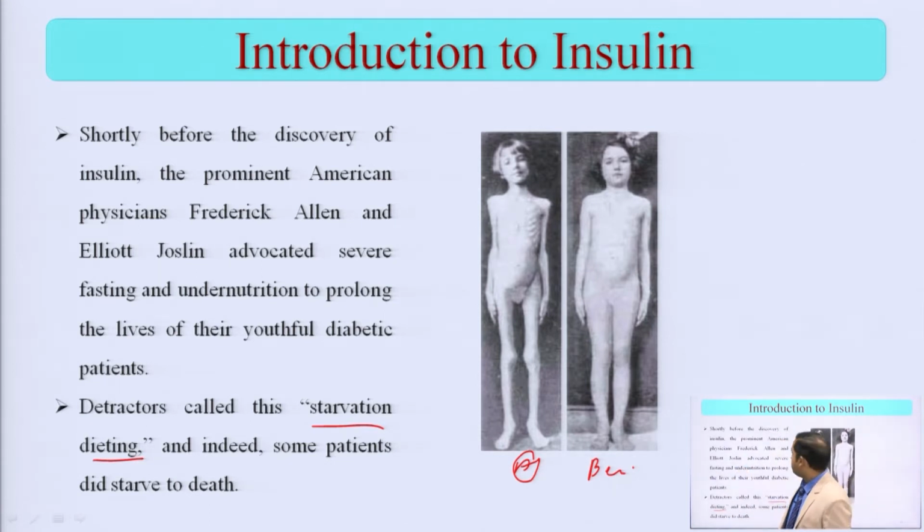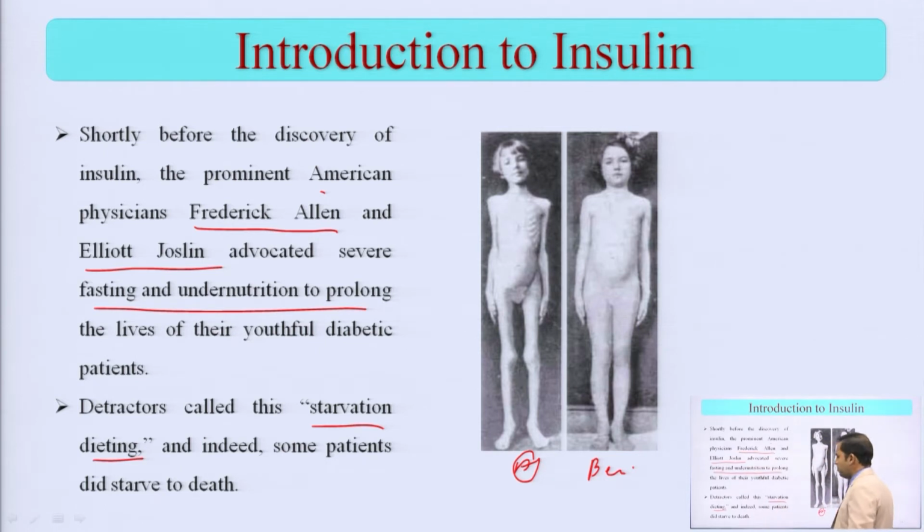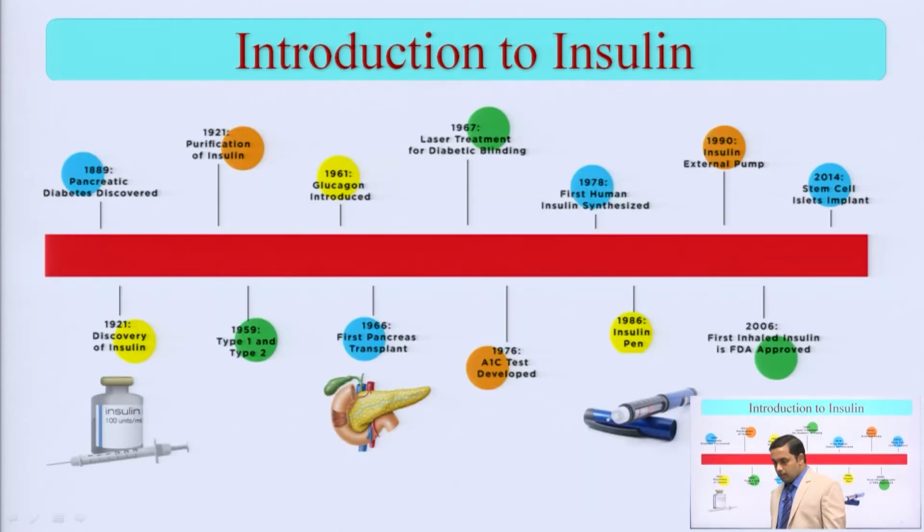Shortly before the discovery of insulin, prominent American physicians Frederick Allen and Elliott Joslin advocated for severe fasting. In those days there was no insulin, so people believed and followed this methodology. But you can see the situation of this person after doing starvation. After that, lots of good things happened.